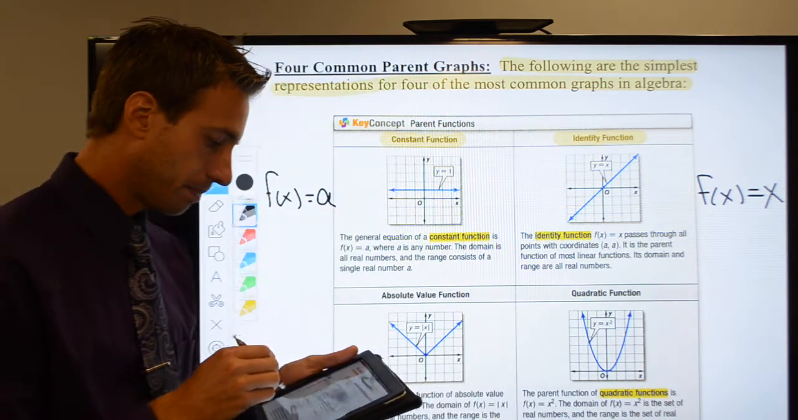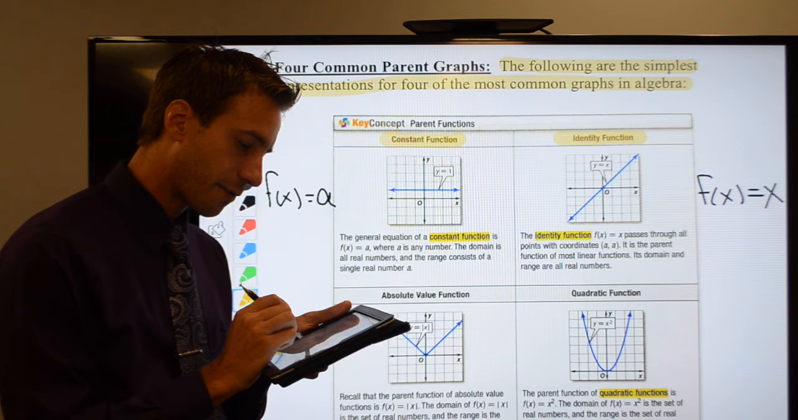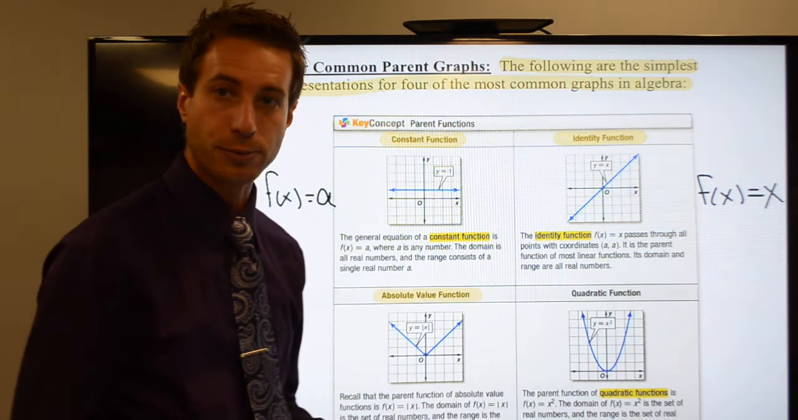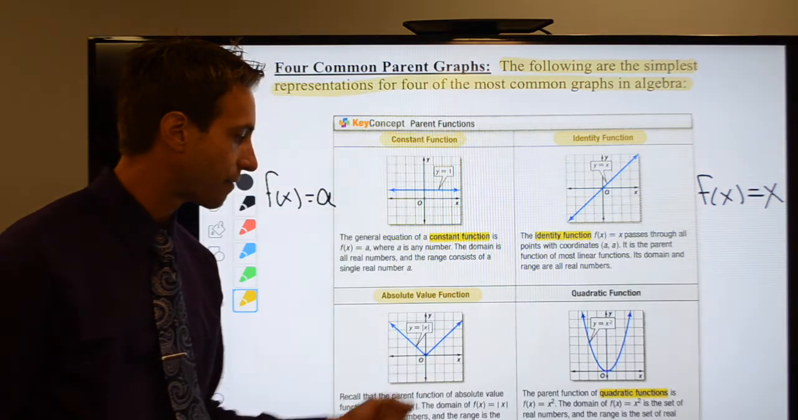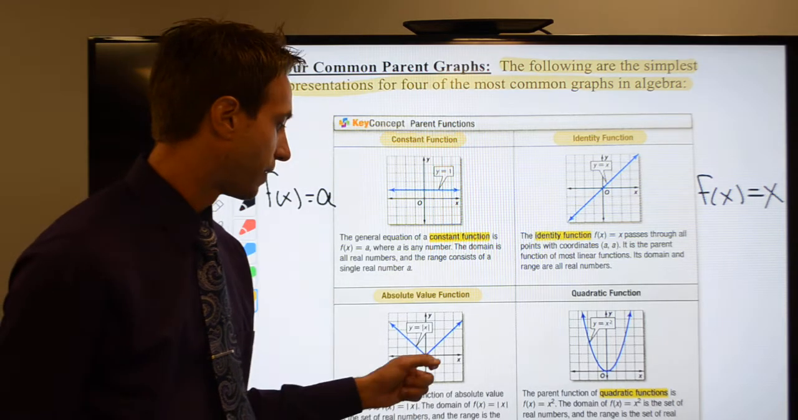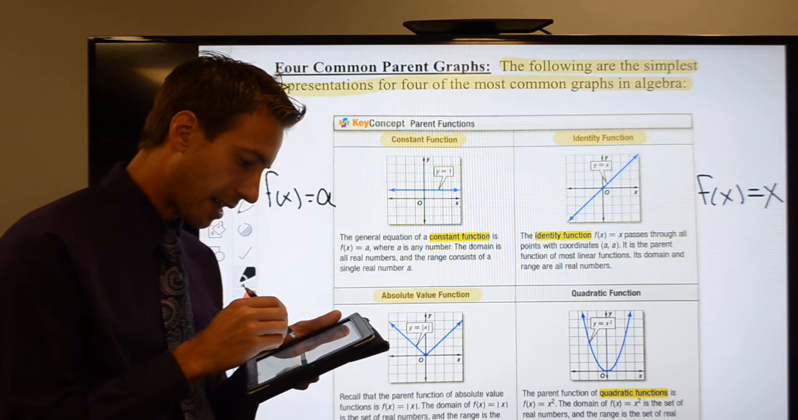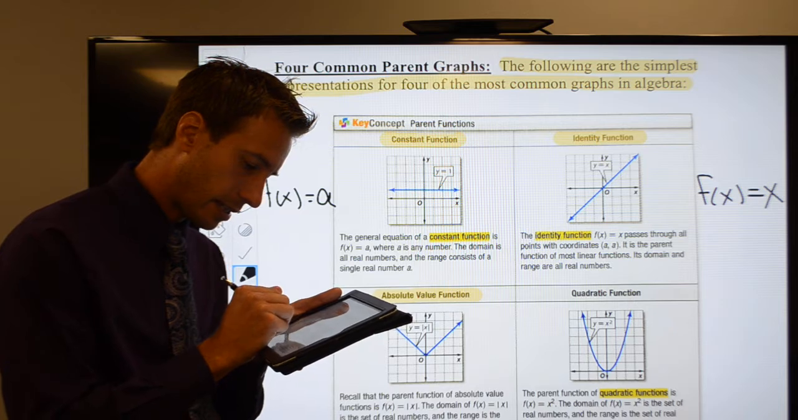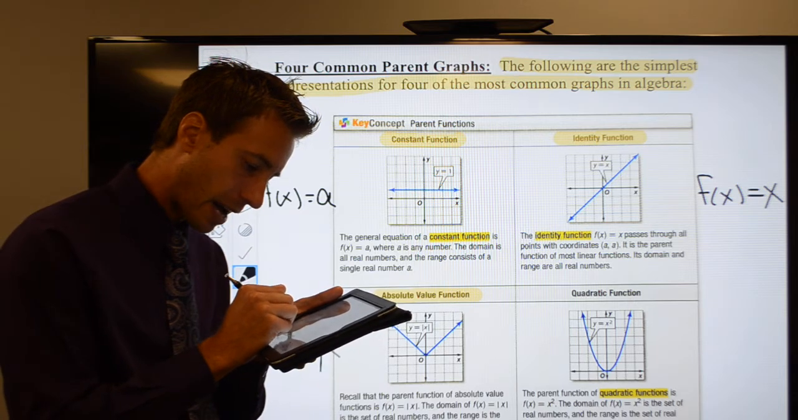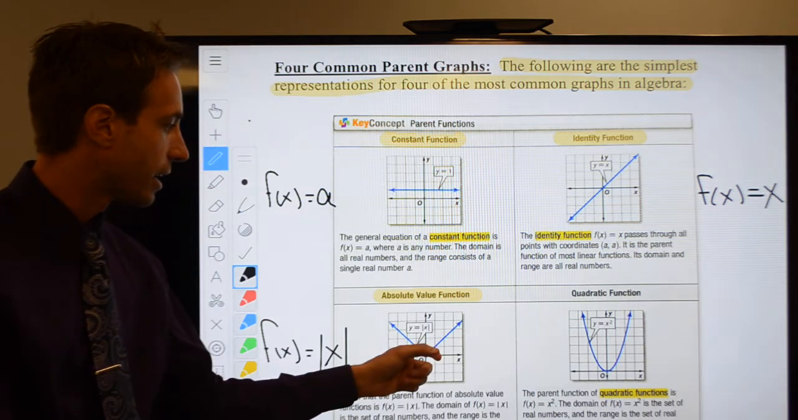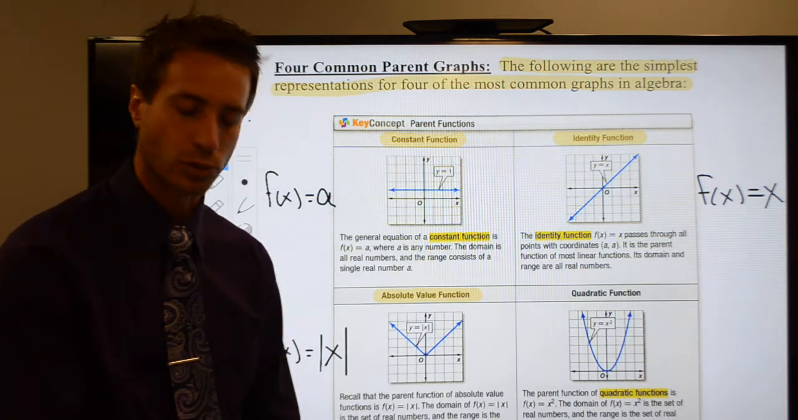The next one is going to be the absolute value function. You should remember this from Section 6. We looked at the absolute value function, so you're already familiar with the fact that it is a V centered at the origin. This is going to be f of x is equal to the absolute value of x. So there is your parent function for the absolute value.